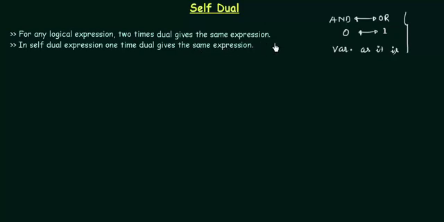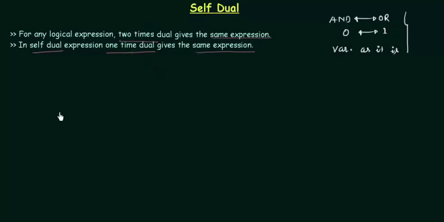So this is a very important point that you should keep in your mind. If you take the dual of the given logical expression 2 times, you are going to get the same expression. But in case of self-dual, you will get the same expression by 1 time dual. So in normal expression, we have to take 2 times dual in order to get the same expression. But in case of self-dual, we have to take dual only 1 time to get the same expression.